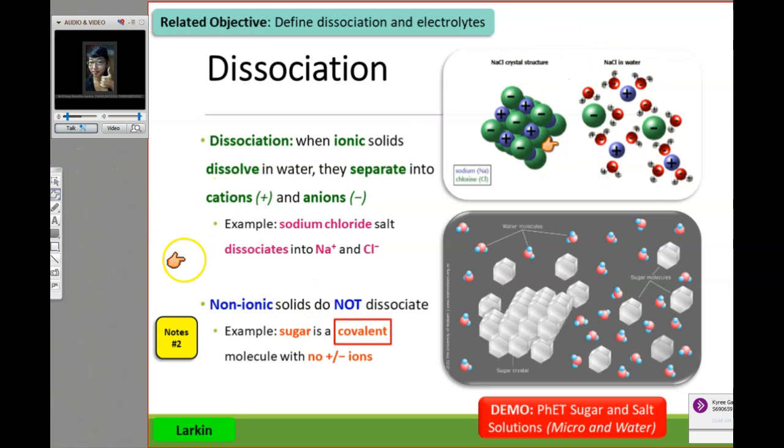Excellent. Now, on the other hand, non-ionic solids, which we talked about being covalent, do not dissociate because covalent bonds don't have ions in them. We talked about how ionic solids have ions, positives and negatives. Covalents don't have ions. They only share their electrons. So for example, sugar is a covalent compound, and since it has no positives or negatives, it can still dissolve for a different reason, but it's not dissolving because it's being pulled apart by water. Let's go ahead and take a look at a demo of this.